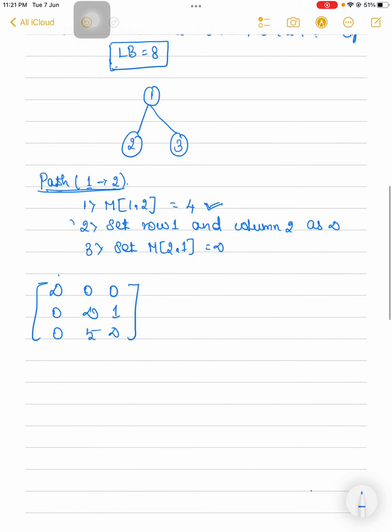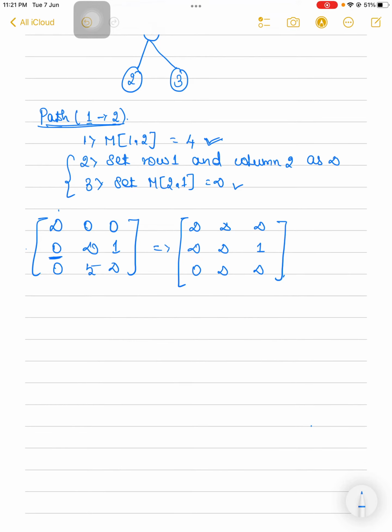First step is already over, the remaining 2 steps you are supposed to perform. Set row 1 and column 2 as infinity. Yes, row 1 and column 2 we made as infinity. And the third step is set entry 2, 1 as infinity. So 2, 1 is this position, so you make this also infinity. The rest will remain the same. Now we start performing the row reduction as well as column reduction, because only after performing them will we be able to compute the lower bound value, right? First step is row reduction.